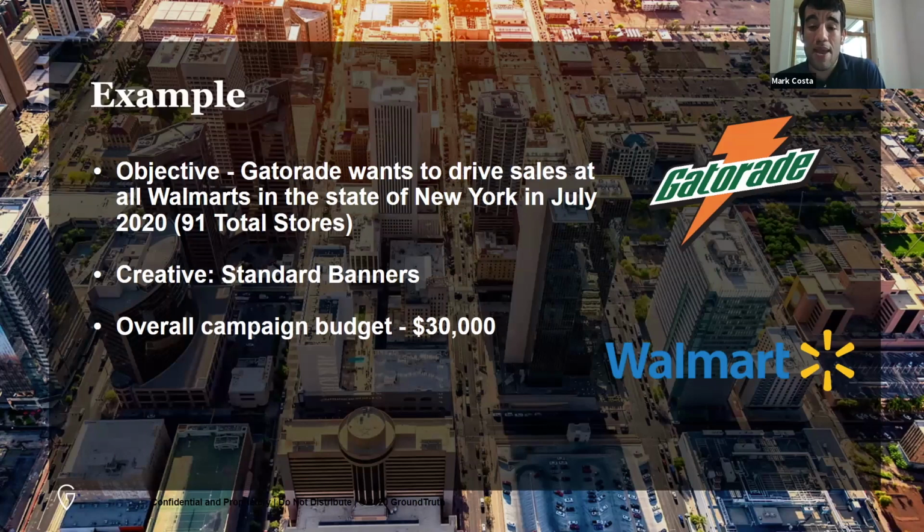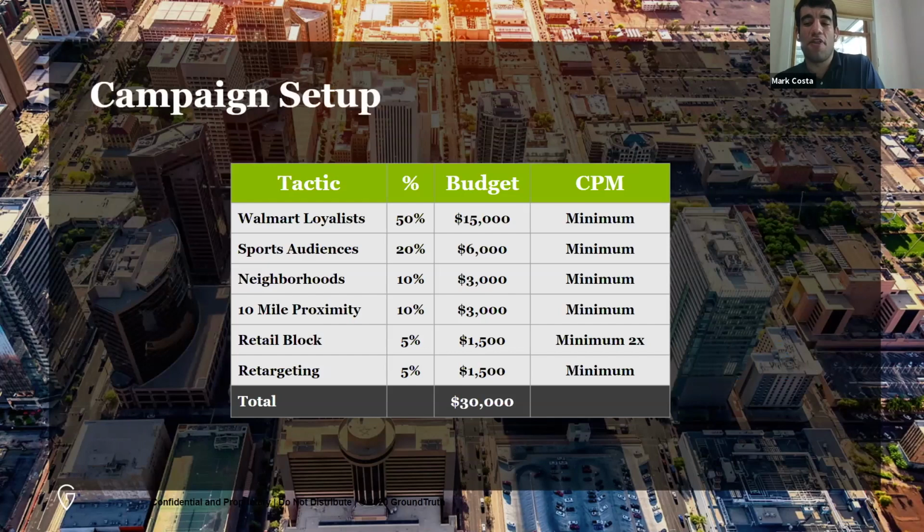And the overall campaign budget is $30,000, which I would say makes sense because it fits in between the threshold of $100 to $500 per store location. So I'm just going to walk through how we would break out a $30,000 budget across the tactics that we laid out for you.